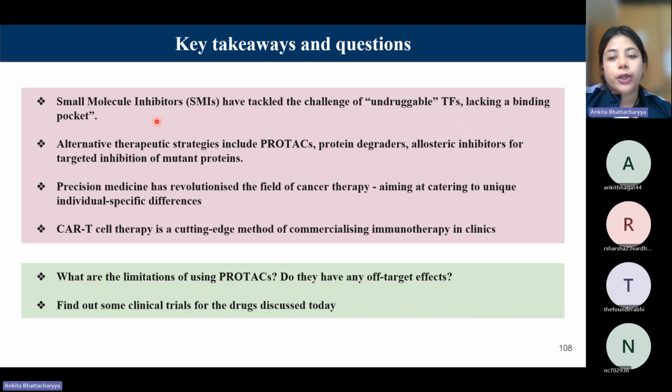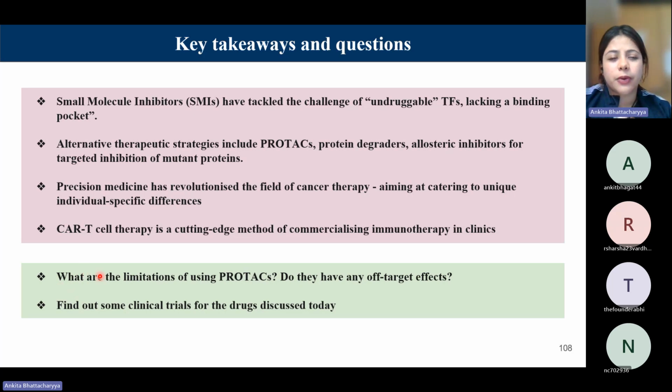So basically today, what all have we discussed? We talked about small molecule inhibitors, which have tackled the challenge of undruggable TFs lacking a binding pocket. Alternative therapeutic strategies like PROTACs, protein degraders, and allosteric inhibitors have been used for targeted inhibition of mutant proteins. Precision medicine has revolutionized the field of cancer therapy, aiming at catering to unique individual specific differences. CAR T cell therapy is a cutting edge method of commercializing immunotherapy in clinics. And that sums up our key topics for today.